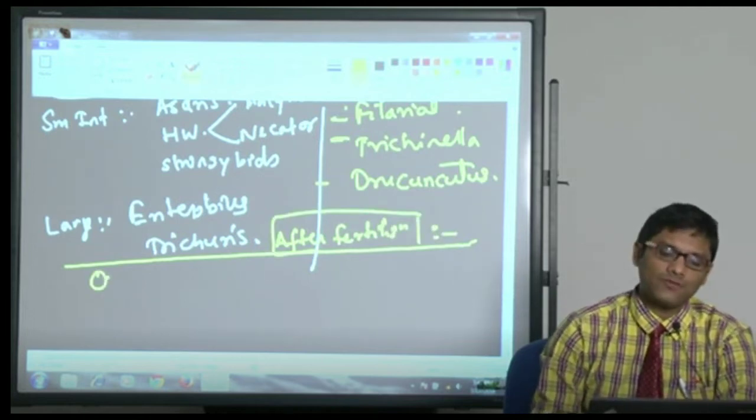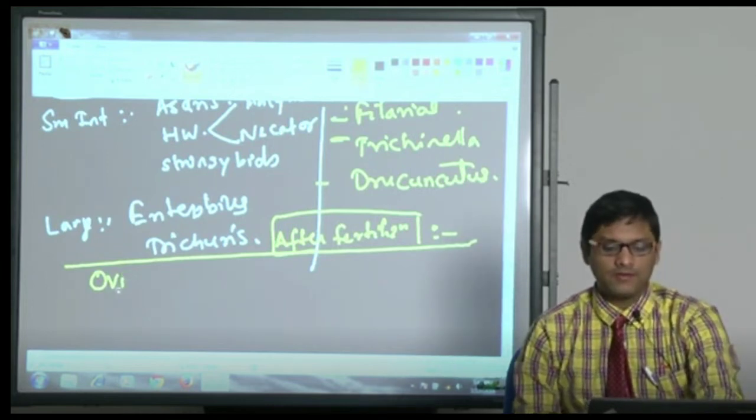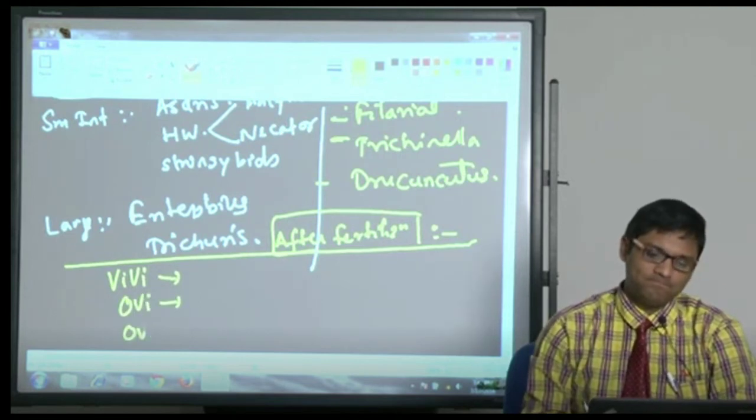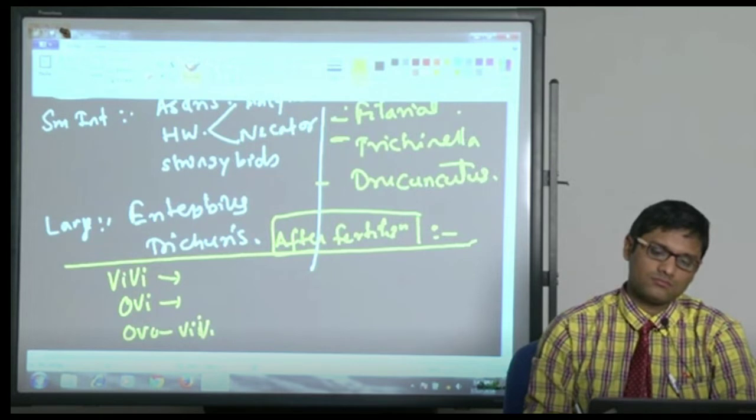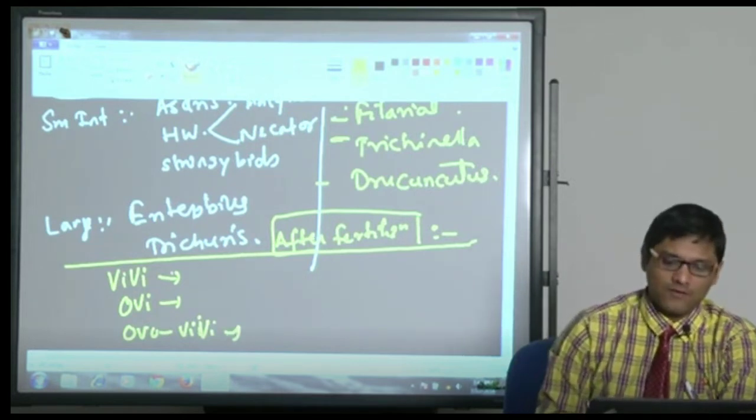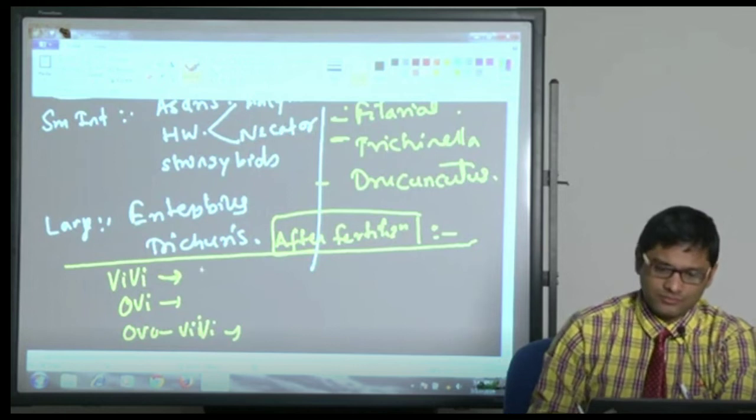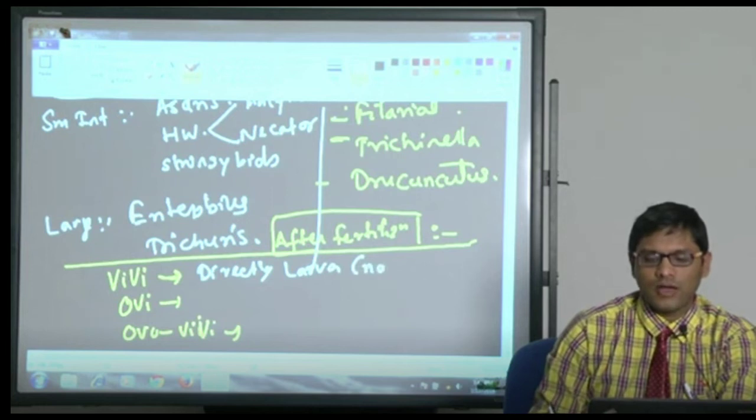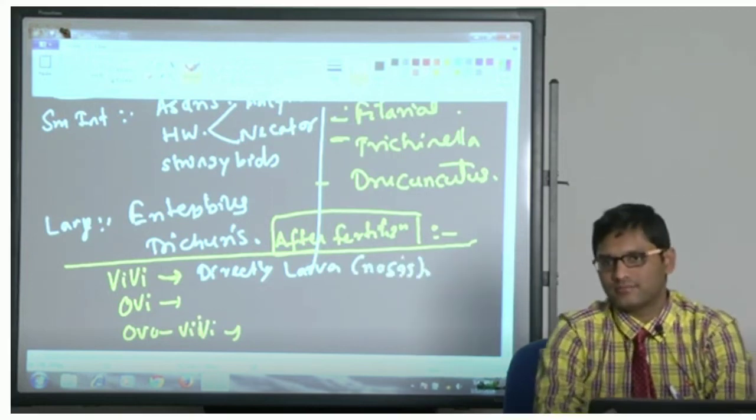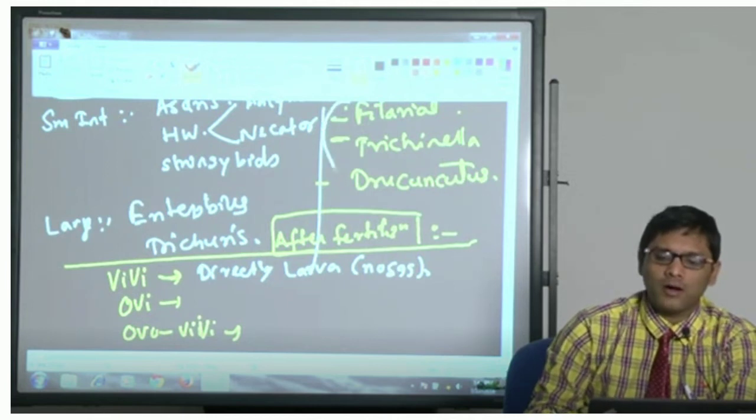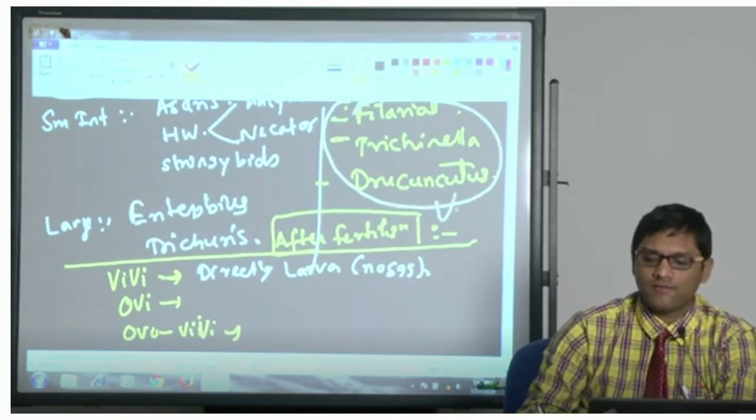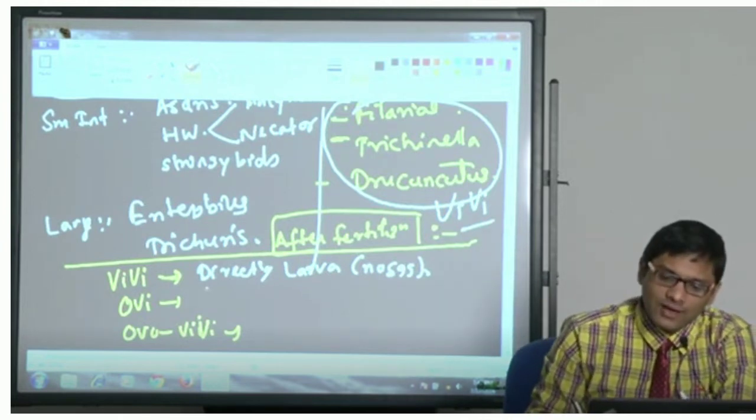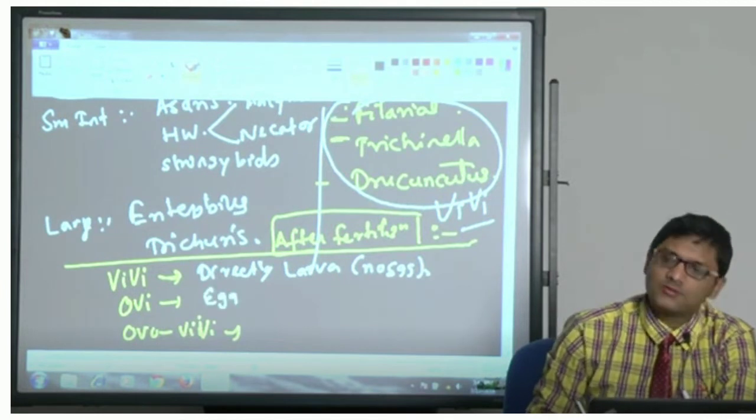Accordingly, they are classified as oviparous, viviparous and ovoviviparous. In viviparous, after fertilization, directly larva is produced. There is no egg stage at all. All somatic nematodes are examples of viviparous. In oviparous, after fertilization, egg will be produced.